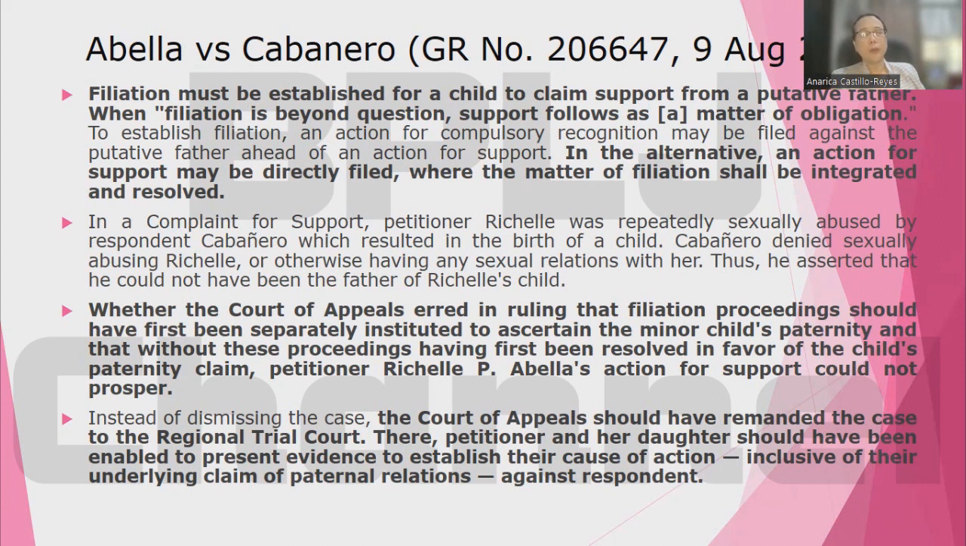So in this case, the issue is whether the Court of Appeals erred in ruling that filiation proceedings should have been first separately instituted to ascertain the minor child's paternity, and that without these proceedings having been first resolved in favor of the paternity claim, the action for support could not prosper. That was the very issue resolved in this case. So the court said, no, you need not file an action to establish filiation first before you can file an action for support. You can directly file an action for support, and in that action for support, introduce evidence regarding filiation. Okay.